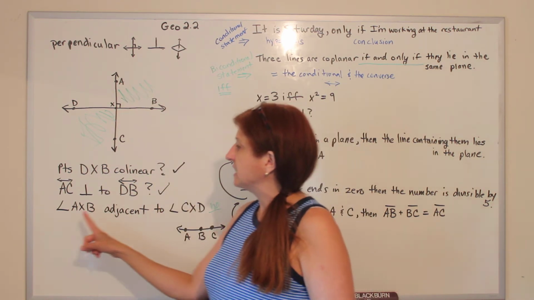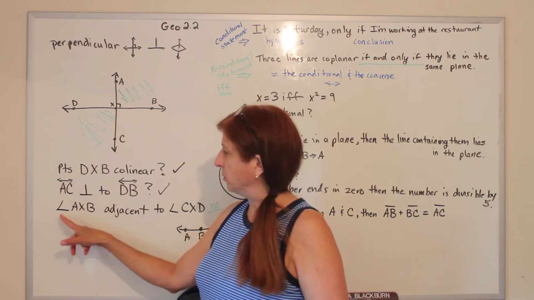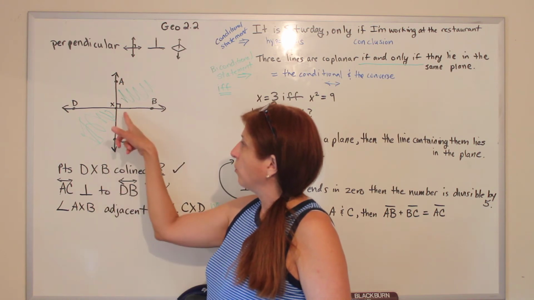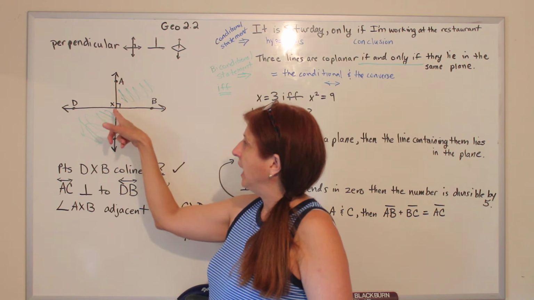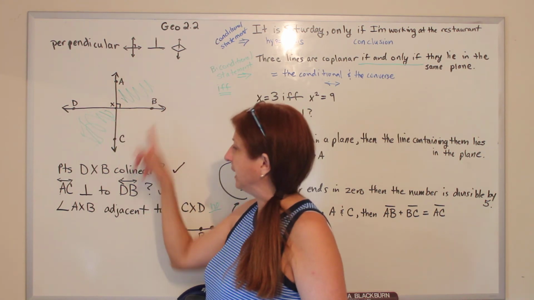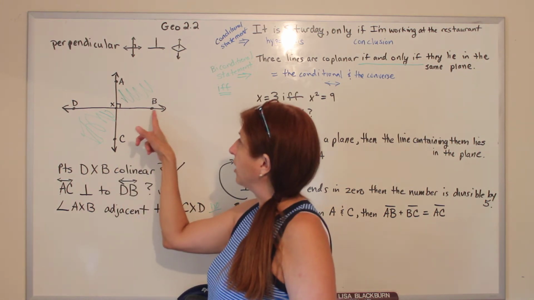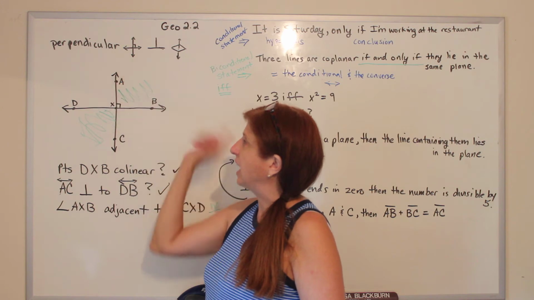Another thing is, if you're writing the symbol for angles, you can do the angle symbol, but you have to write the letters in order with the vertex in the middle. So AXB, X is the vertex. AXB is this angle. You can also call it angle BXA, but you can't call it angle XAB.